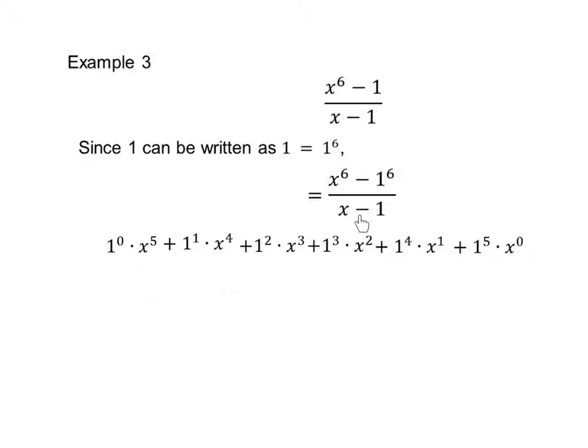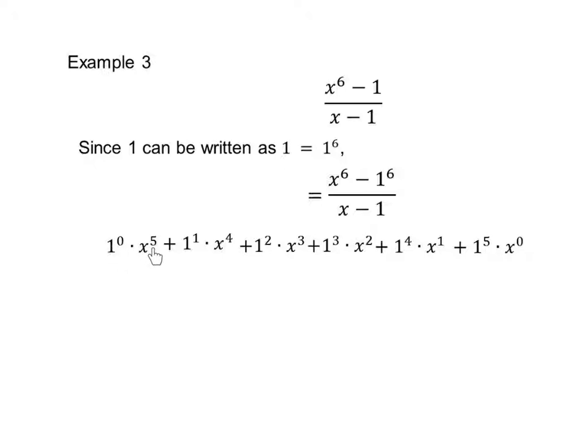So as always, we start off with a to the power of 0. This is a to the power of 0. And then we multiply that by x, but with the exponent decreased by 1 from the dividend. So here we have x to the power of 6 divided by x is x to the power of 5. That will be the first x component. So 1 to the power of 0 times x to the power of 5.